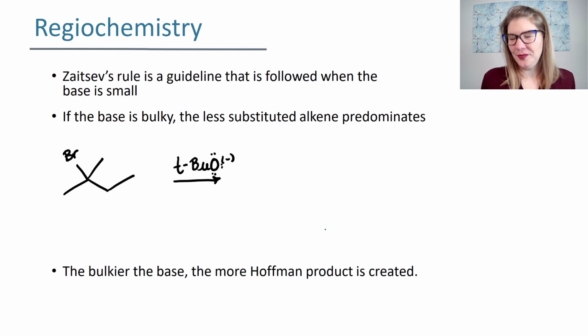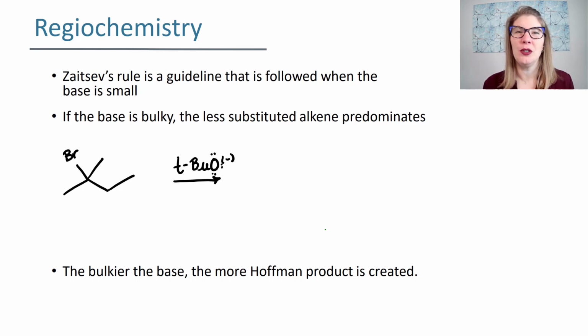So there's Zaitsev's rule, and then there's when Zaitsev's rule doesn't work. Zaitsev's rule is a good, strong guideline, and that guideline is followed when you have a base that is small in size. If you have a base that has a lot of carbon groups around it, we call that a bulky base. And bulky bases do not follow Zaitsev's rule. They will create the less substituted alkene.